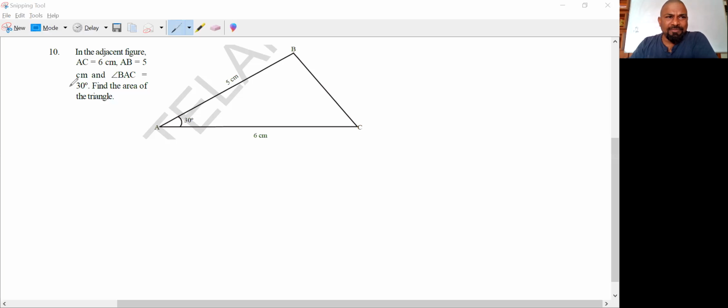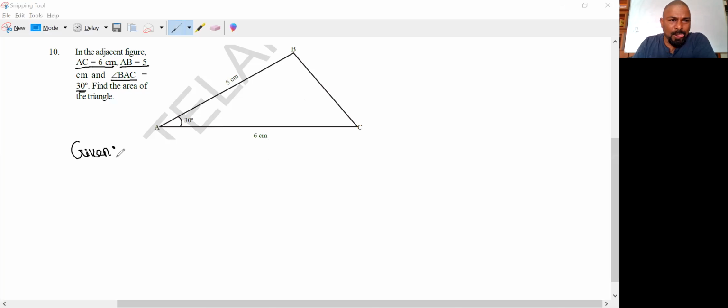So in the given figure here, what are all the values he has given? He is saying that AC is equal to 6 centimeters, AB is equal to 5 centimeters, and the angle made is 30 degrees. So he has given a triangle and he is asking us to find the area of the triangle. Right.